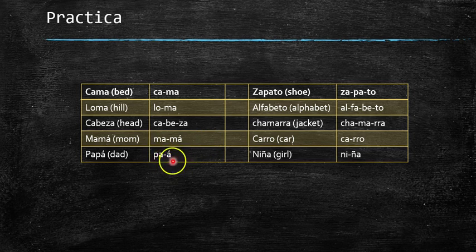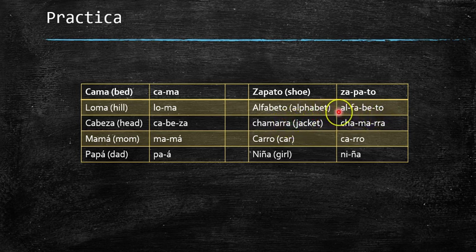papá, and I apologize here. I am missing my accent mark. It should be P-A-P-A with an accent. So it's papá, as you can see on this side. I apologize about that. I will fix that as soon as I can. Zapato. Again, zapato. Alfabeto, the alphabet. Alfabeto. And then you put it together.